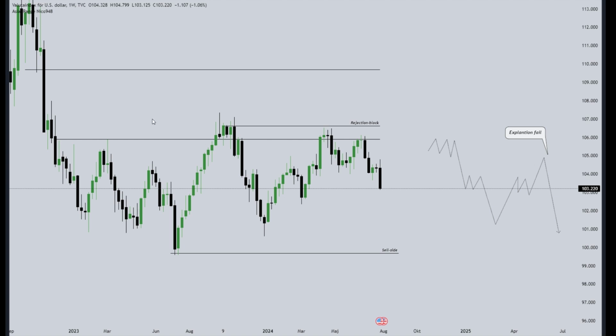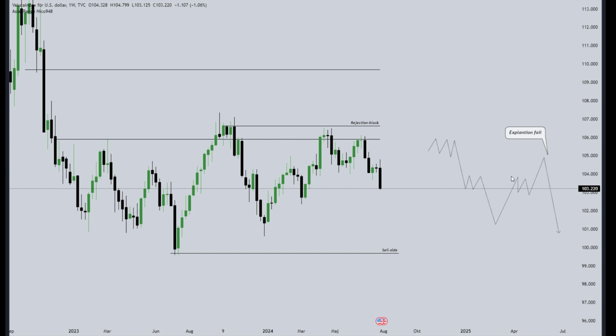Now in the weekly time frame, this is the monthly CB, which we have traded into one or two times. What I'm thinking is that we actually failed the second expansion. So here we have a market maker buy model. It could also be a market maker sell model.